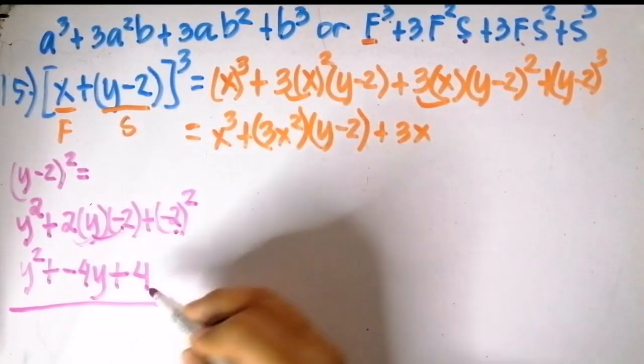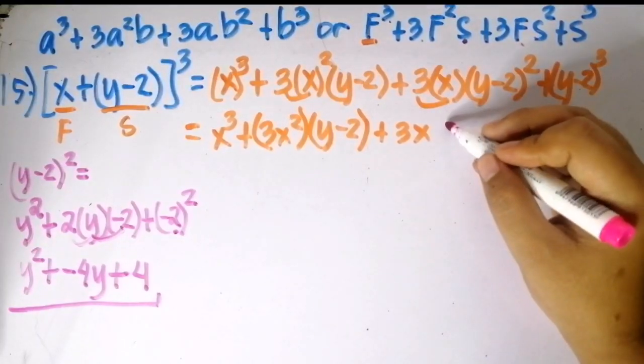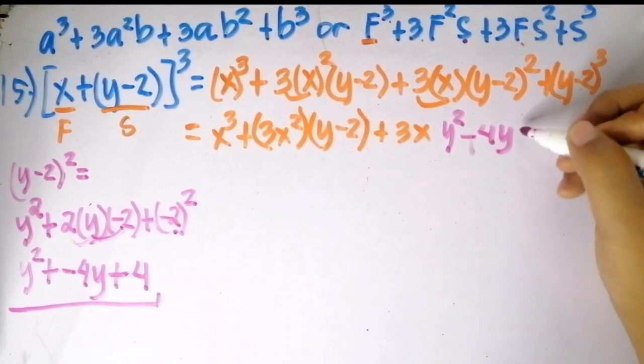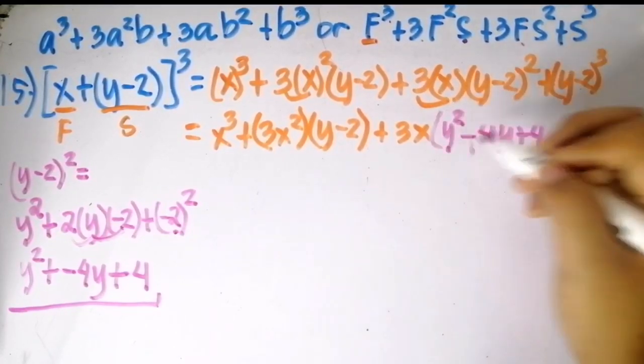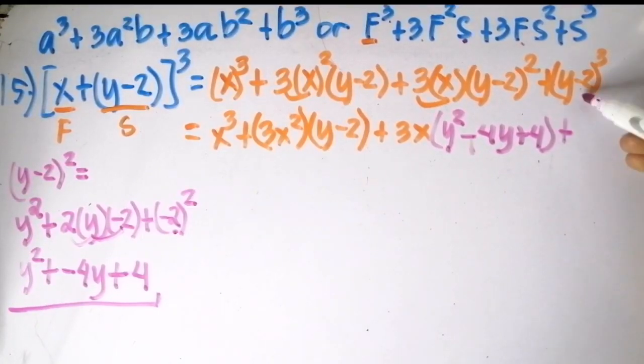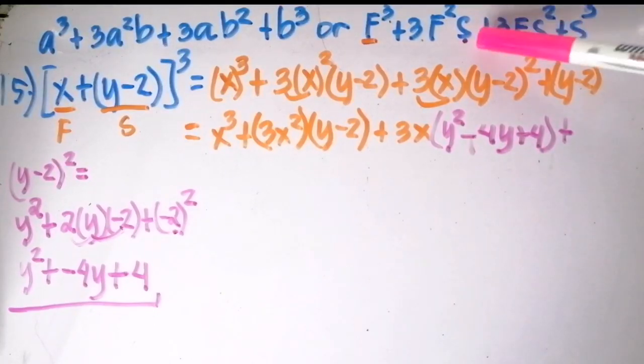Okay, so ito, ilalagay natin dito. Y squared minus 4y plus 4. Kasi ito yung value ng y minus 2 squared. Plus y minus 2 cube. Okay, so may cube na naman. So, kailangan na naman natin kunin yung cube ng y minus 2. And again, ito ang gagamitin nating pattern.